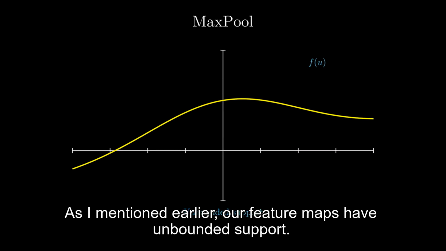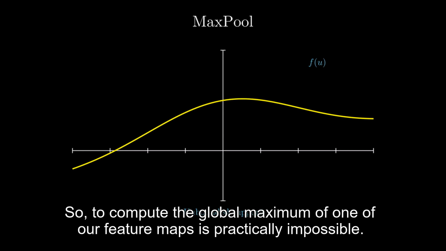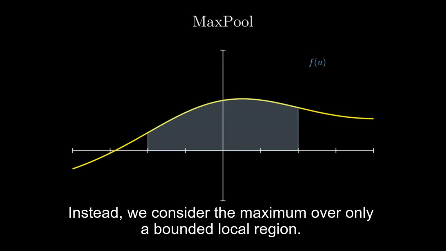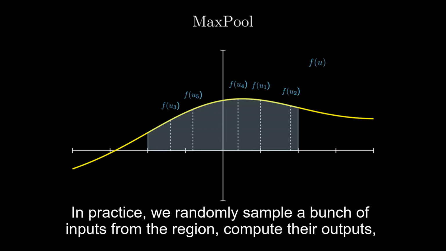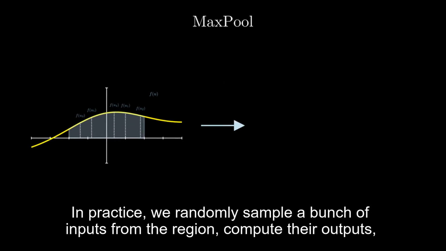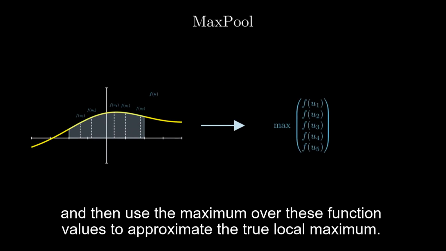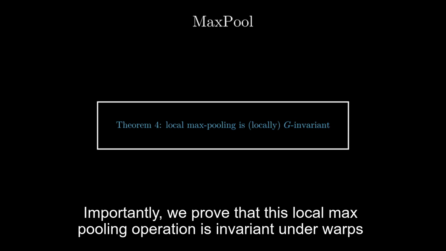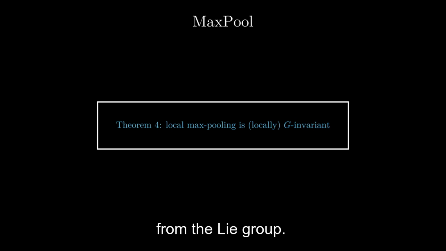As I mentioned earlier, our feature maps have unbounded support, so to compute the global maximum of one of our feature maps is practically impossible. Instead, we consider the maximum over only a bounded local region. In practice, we randomly sample a bunch of inputs from the region, compute their outputs, and then use the maximum over these function values to approximate the true local maximum. Importantly, we prove that this local max pooling operation is invariant under warps from the Lie group.